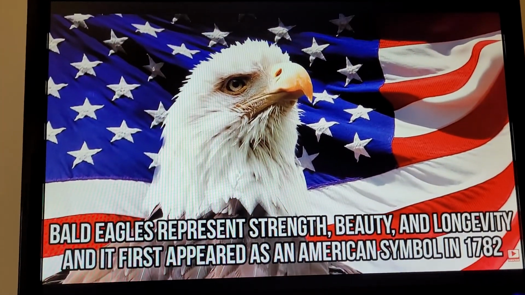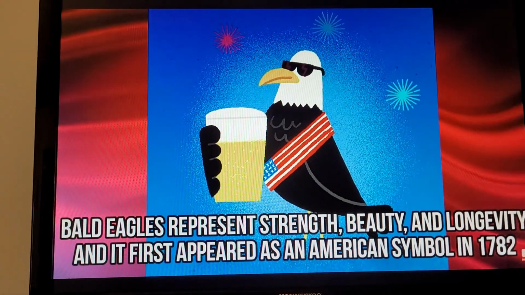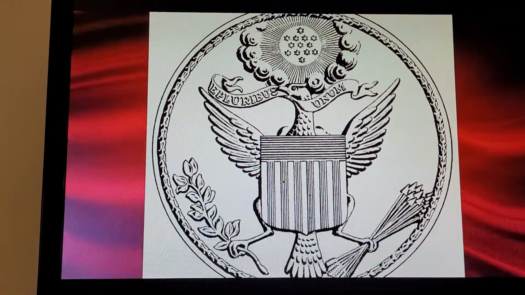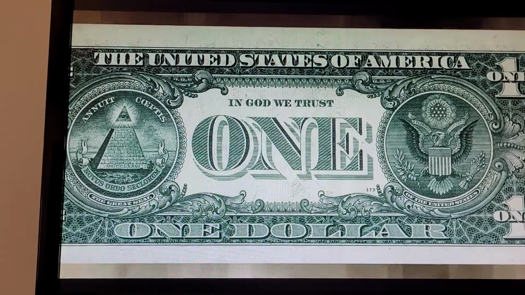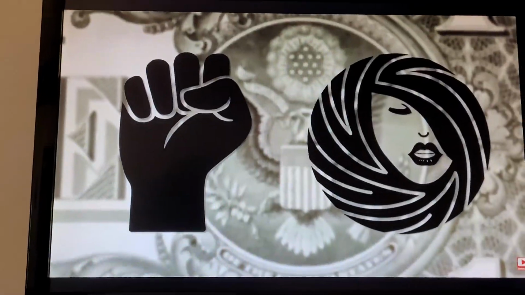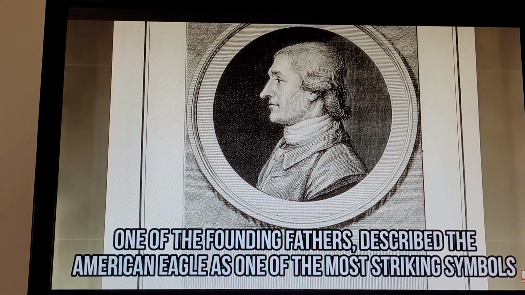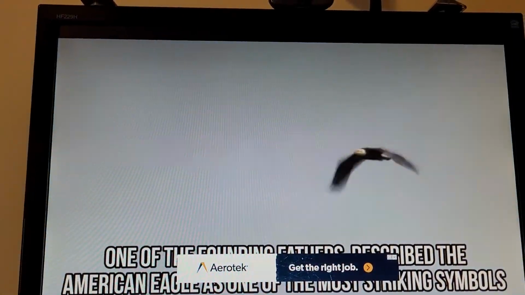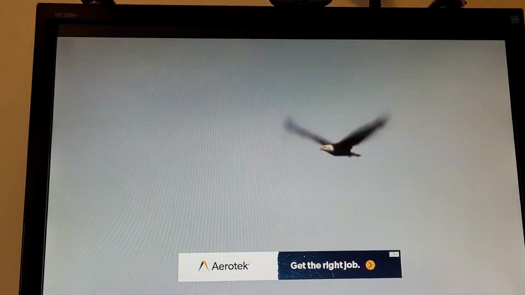Bald eagles represent strength, beauty, and longevity, and it first appeared as an American symbol in 1782. But have you noticed everything that's happening with the eagle on the dollar bill? The symbols represent a lot more than just strength and beauty. Charles Thomson, one of the founding fathers, described the American eagle as one of the most striking symbols. The eagle on the wing is rising.